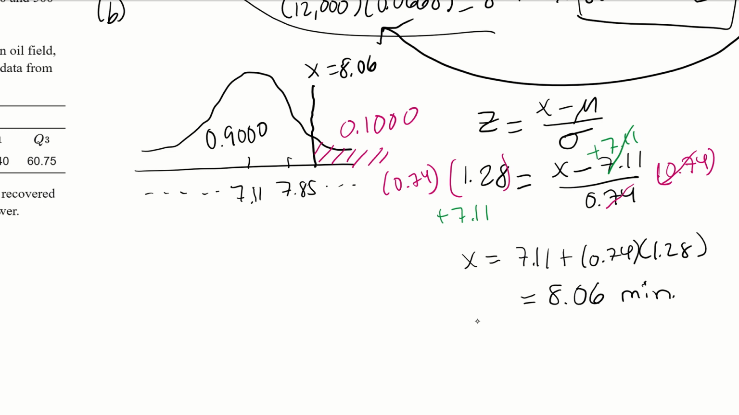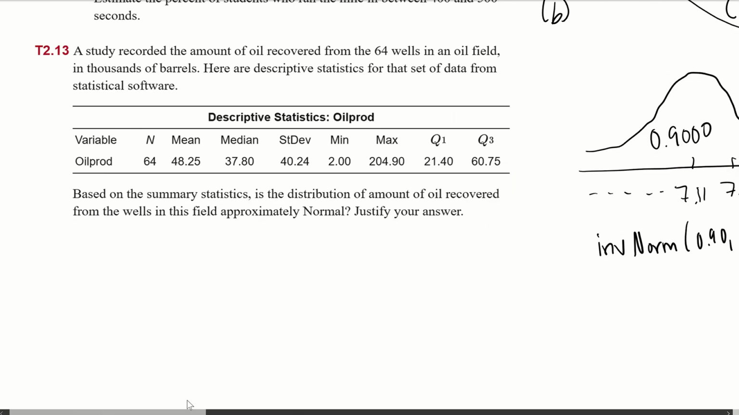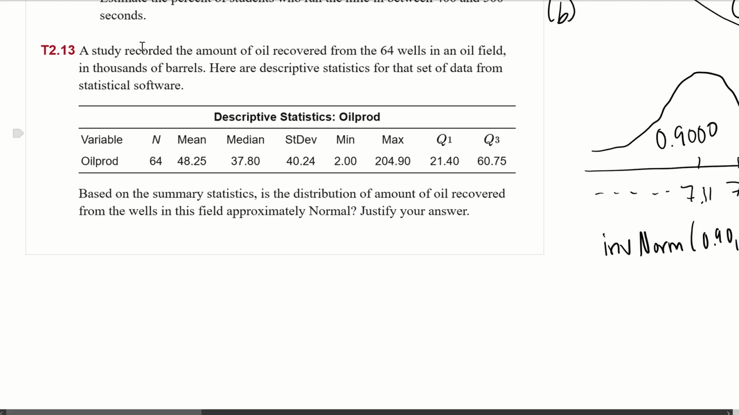Again, to show our work for that, we have to say, okay, well, we're doing inverse norm. The area is 0.90 or 0.9. The mean is 7.11, and the standard deviation is 0.74. And that provided us with the 8.06 minutes. Okay? All right, so I showed you a couple of different ways to do it, which means that this video is going to be longer, but at least I'm showing you all the different ways. All right, so here we go.